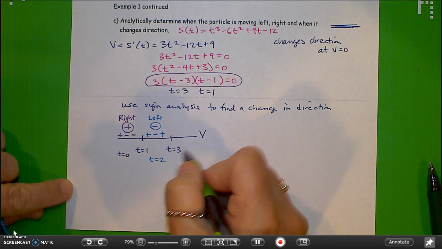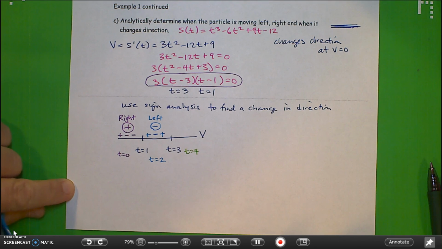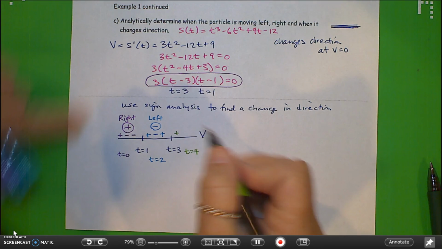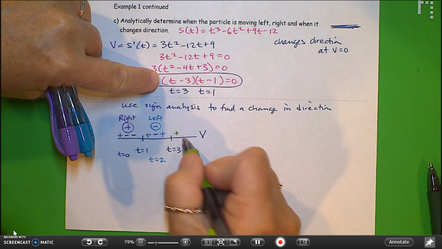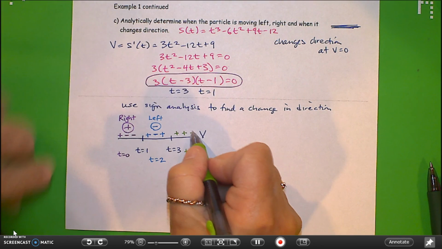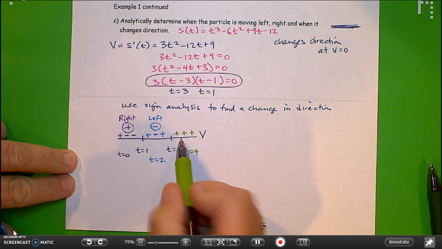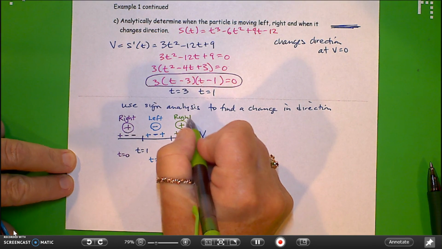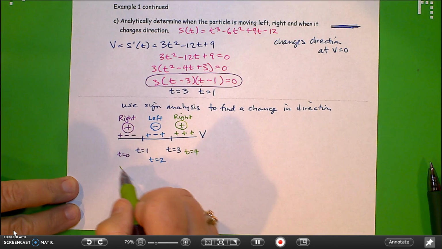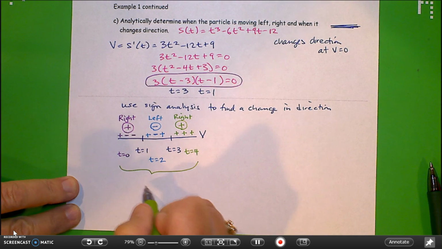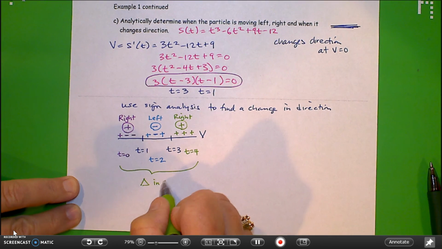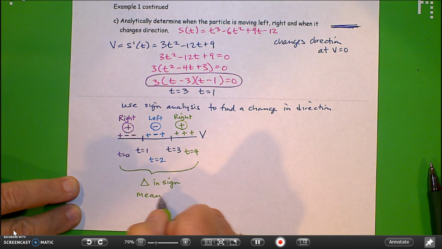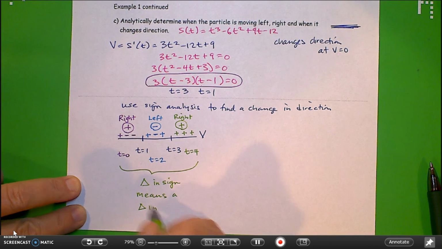Finally, we need a value bigger than 3. Keep it simple. Let's use 4. If I plug that in here in a similar way, I get a positive. 4 minus 3 is a positive. 4 minus 1 is a positive. 3 positives multiplied together yield a positive. And so I'm moving right again. So you're looking at your sign analysis here, and you're looking for a change in sign on either side of your 0. If you have that, it means a change in direction.